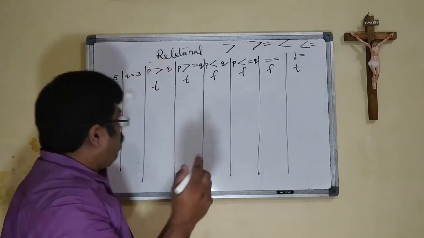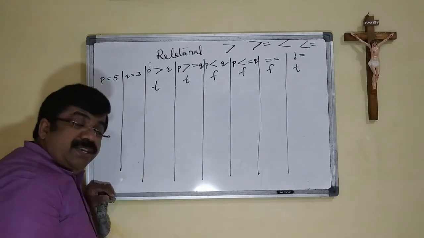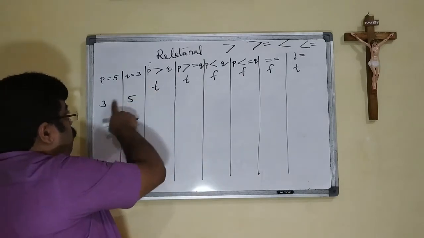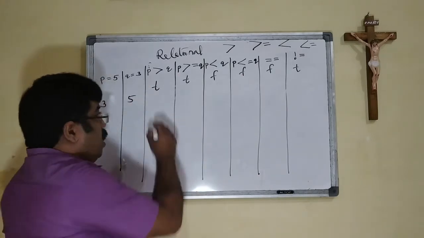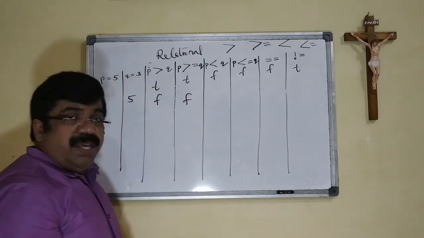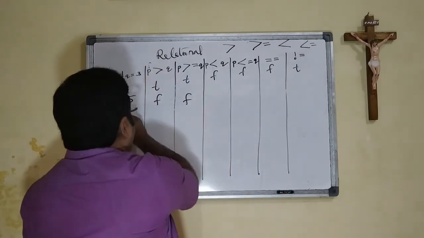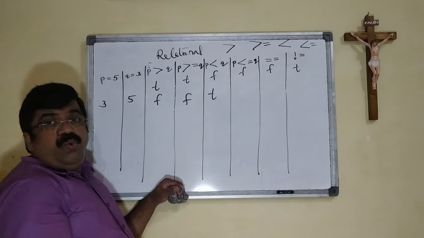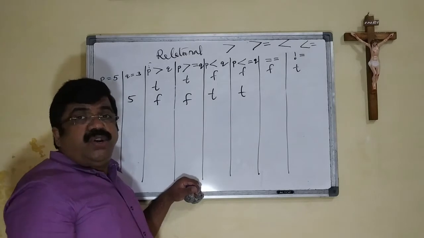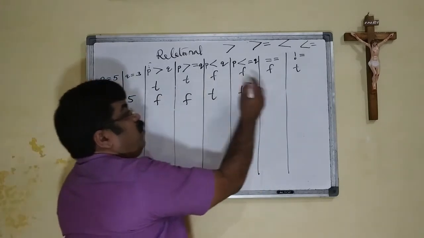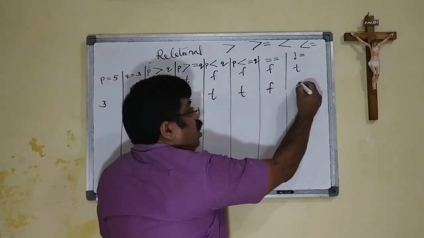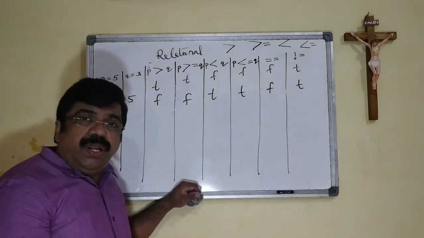Okay, now let's take another example. P is 3 and Q is 5. 3 greater than 5, the condition is false. 3 greater than or equal to 5, it is false. 3 less than 5, true. 3 less than or equal to 5, the condition is true. Are 3 and 5 equal? The condition is false. 3 not equal to 5, the condition is true.